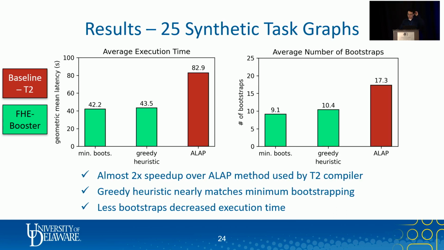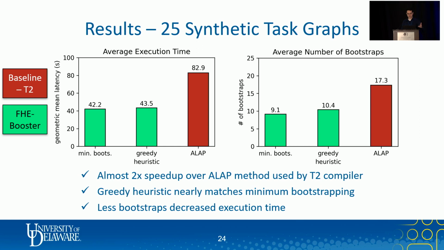So here are the results for these synthetic task graphs. So the average execution time is on the left, and the number of bootstrap operations is on the right. And what we found is that we essentially can halve the execution time compared to the T2 compiler's method of just performing bootstrapping as late as possible. And we can see that that's correlated to a reduction in the number of bootstrap operations. And what we found is that our greedy heuristic gets very close to matching the optimal minimum bootstrapping.